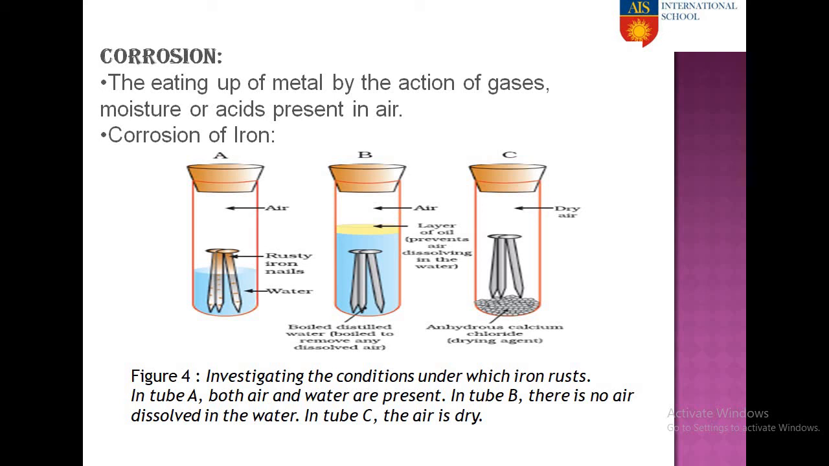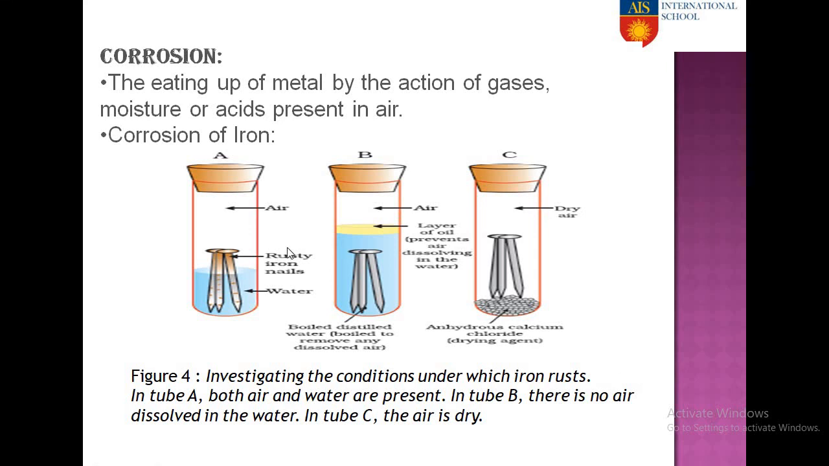We have taken 3 tubes, A, B and C. In tube A, there is water, rusty iron nails and air. In tube B, there is iron, water and oil. And in C there is an iron nail and a few pellets of anhydrous calcium chloride, which is a drying agent.